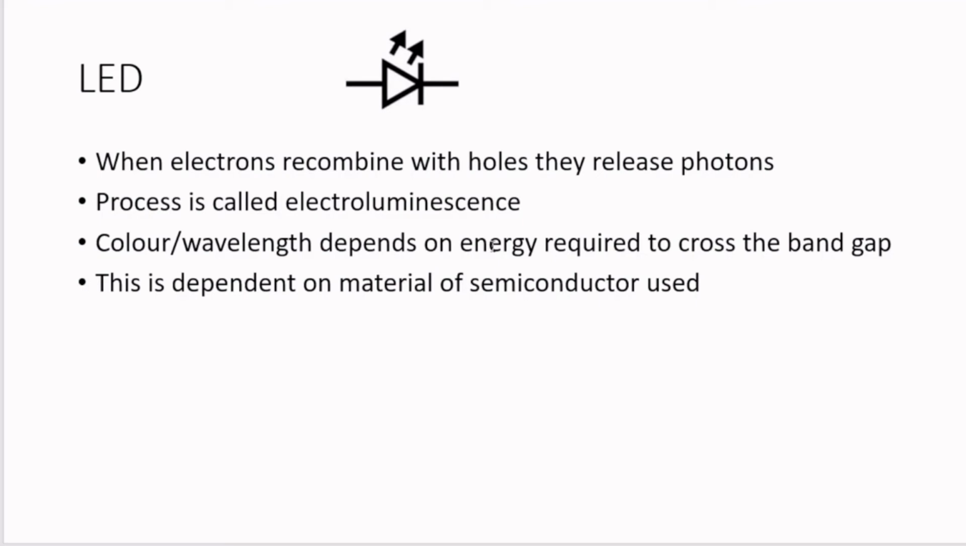Next up is LEDs, which are light emitting diodes. See, how the LED works is that when electrons and holes recombine, they release particles called photons, which are light particles. This process is called electroluminescence. The color of the LED depends on the energy required to cross the band gap between the electrons and holes, which in turn depends on the material of the semiconductors used. So LEDs are made from different materials than normal diodes, and the material decides the color of the LED.